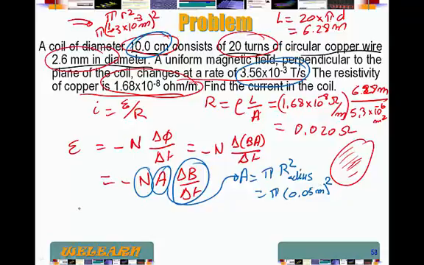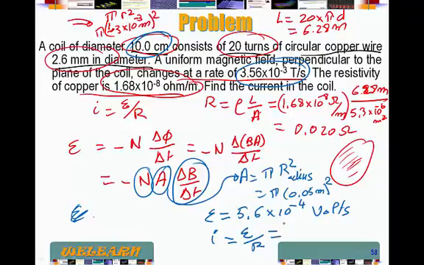So we plug in everything. Do it here. So that gives us an EMF of 5.6 times 10 to the minus 4 volts. Then that gives us a current of E over R of 28 milliamps.